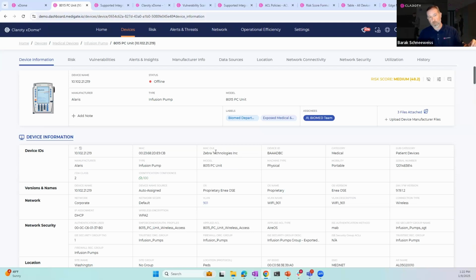So the granular details that we talk about and why it's the building block is because we know this is not actually a Zebra printer. It is an infusion pump by Alaris. Here's even the model number. From that traffic flow, we can see the model number. We can see the serial number. We can see the current software version.